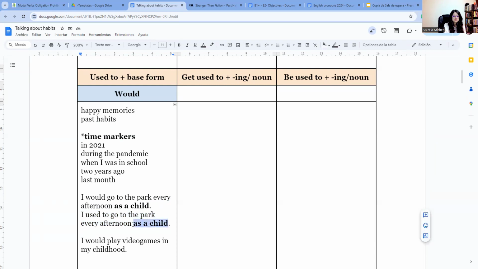Also, when you use used to, it's not mandatory to use the time markers, right? So it's not an obligation, because just because you're using used to, I know that you are talking about the past. It's not confusing, but would is confusing if you don't give me the time marker, all right? So I would use the time marker always when I'm using would to talk about a past habit, but I wouldn't use it always when I'm using used to, because it's kind of obvious that I'm talking about the past. It's not necessary.